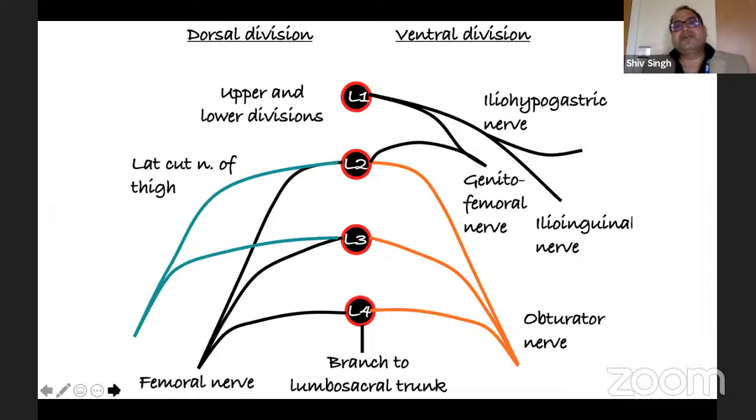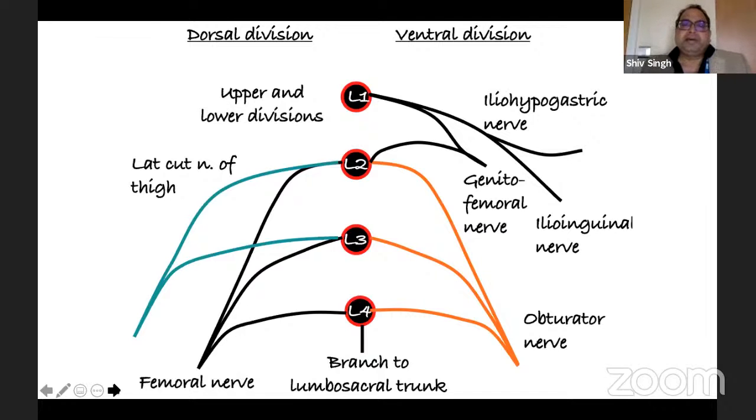The nerve roots for the lumbar plexus come from L1, L2, L3, L4. L4, L5 gives a branch to lumbosacral. The ventral divisions give rise to the lateral cutaneous nerve of the thigh from L2, L3. L2, L3, L4 dorsal division give rise to femoral nerve, and the same one on the ventral side gives rise to obturator.